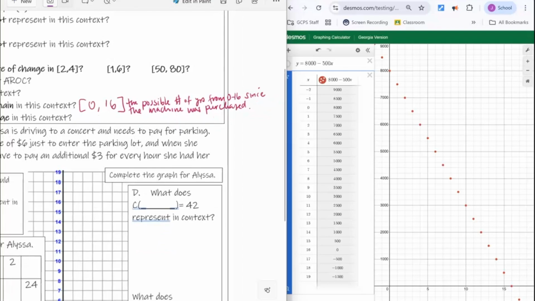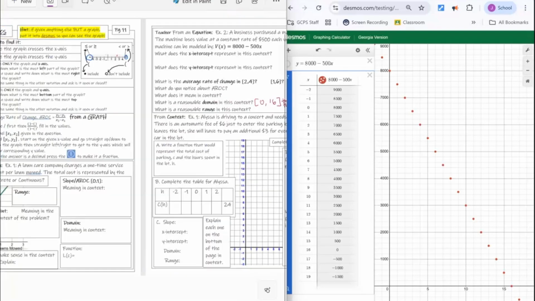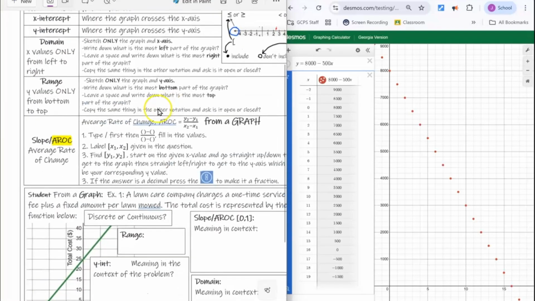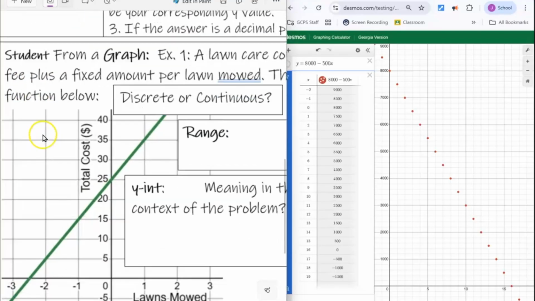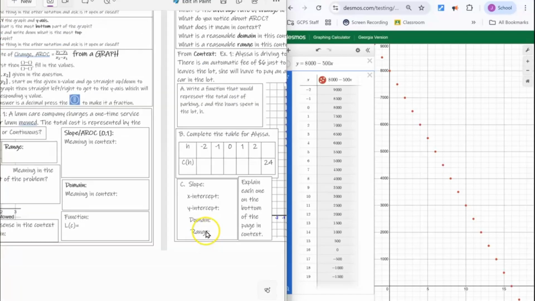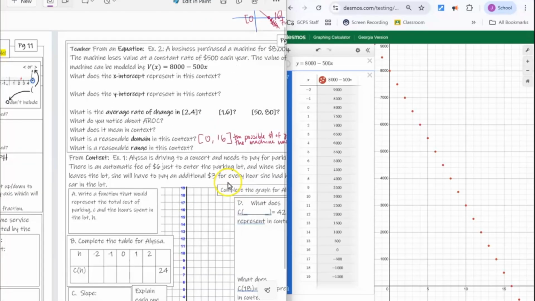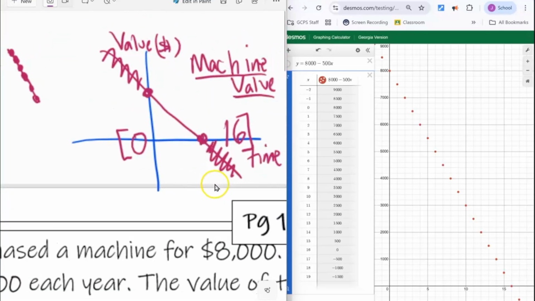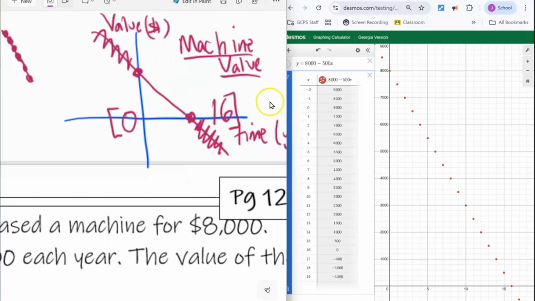Okay, so that's domain. Now we're going to look at range. Same thing, go ahead and take your highlighter, and range is Y values only from the bottom to the top. So take your highlighter from the bottom to the top and highlight all of these numbers. I'm going to highlight mine on my paper that I drew because I already know what's counting and what's not. So these are all my numbers, bottom to top.